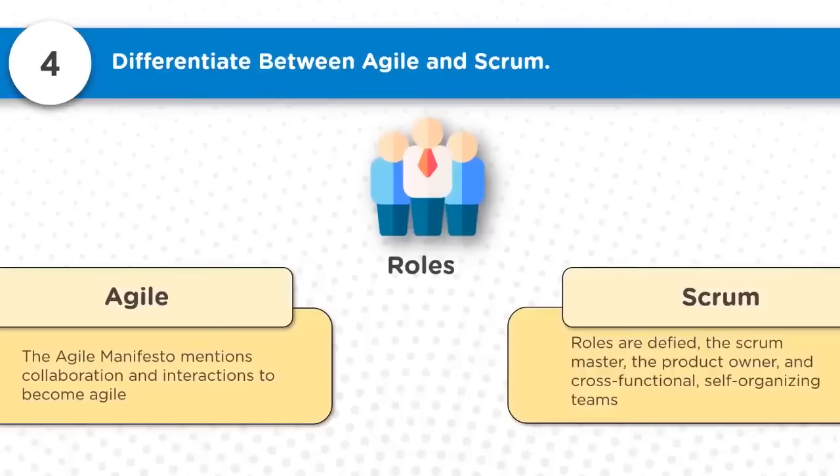Then looking at the leadership perspective, roles perspective. The Manifesto mentions the required collaboration and interactions to become agile. Whereas Scrum defines the roles like the Scrum Master, the Product Owner, and the Self-Organizing Teams, which is a cross-functional self-organizing team. So these are the main three roles which Scrum defines.